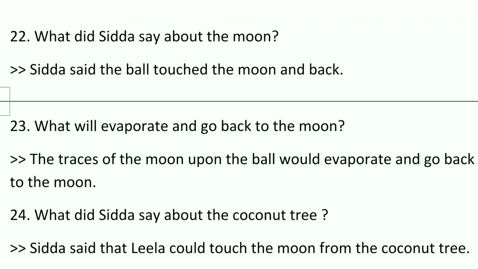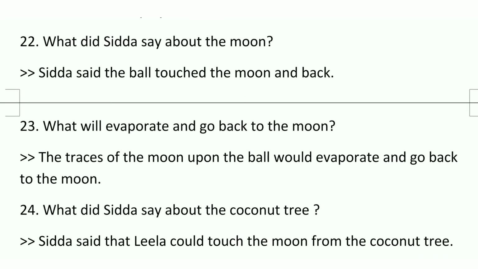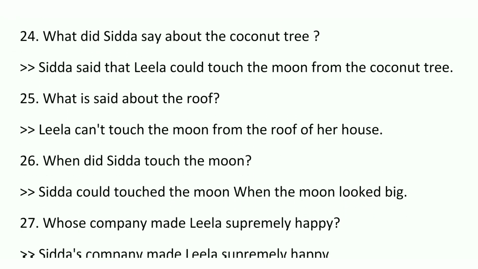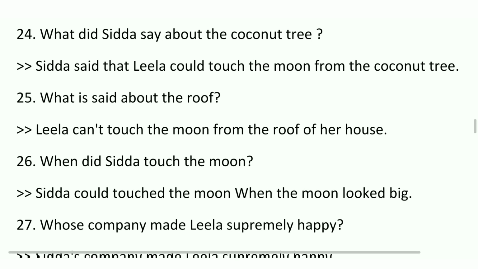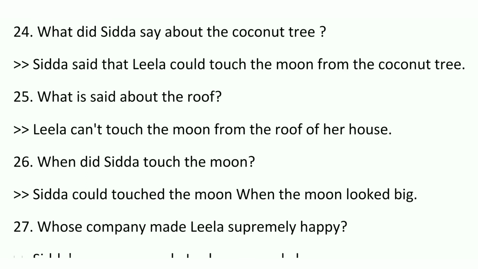What would evaporate and go back to the moon? The traces of the moon upon the ball would evaporate and go back to the moon. Next question, what did Siddha say about the coconut tree? Siddha said Leela could touch the moon from the coconut tree. What is said about the roof? Leela cannot touch the moon from the roof of her house.